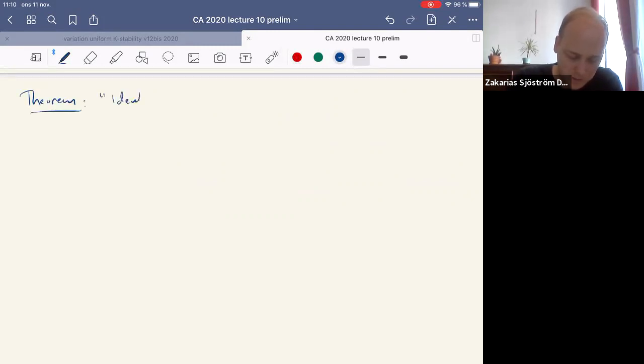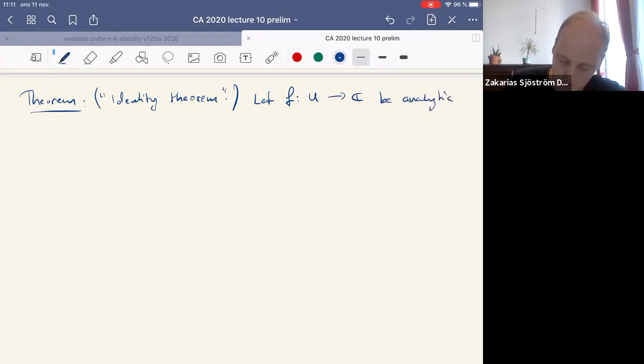This is the Identity Theorem. And it says the following: let f be analytic, be holomorphic. Again, these are used synonymously. On an open, connected domain, U.